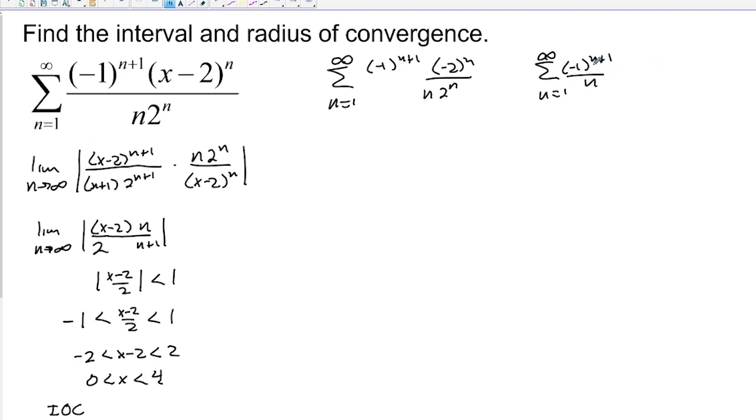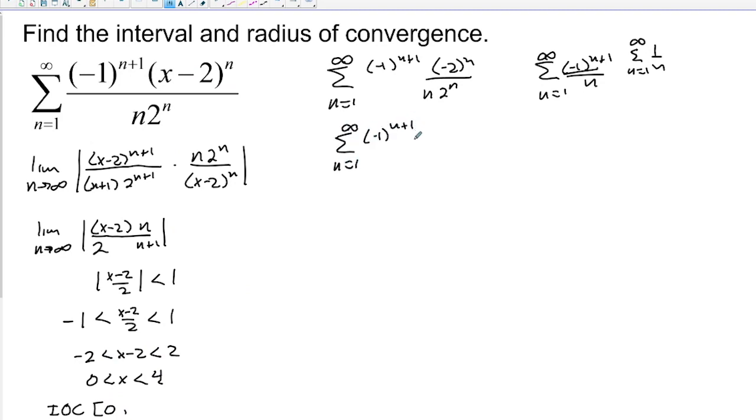Now, 1 over n, this is the harmonic series. But if you include the alternating sign, this is the alternating harmonic series. And the alternating harmonic series converges. So far 0 is good. This converges at 0. Now if you plug 4 in, this is still the alternating harmonic series because we get negative 1 to the n plus 1.